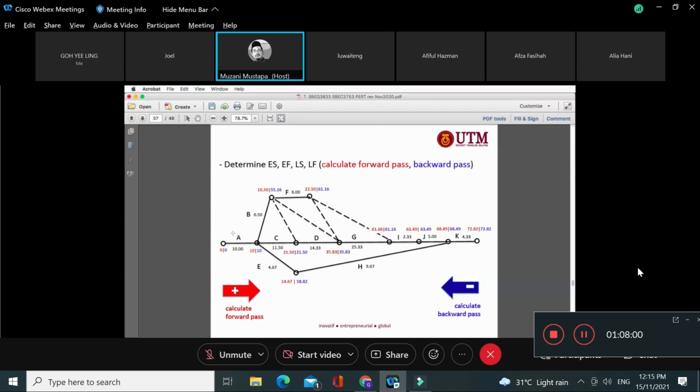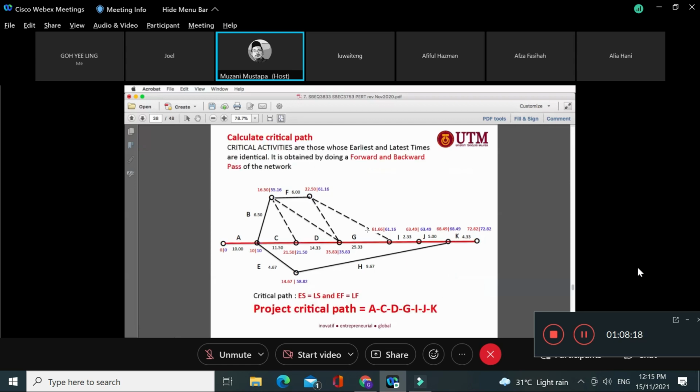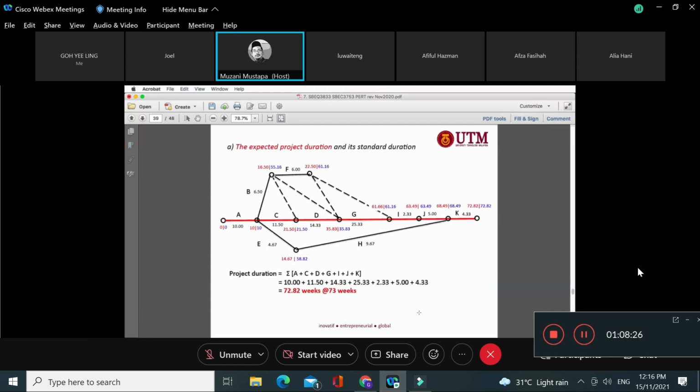So you can see A, C, D, G, E, J, K. Right, so this is the critical line, based on the calculated forward pass and backward pass. The red is forward, the blue is backward. Alright. So once you calculate, I give you the answer for the critical path line. Okay, so A, C, D, G, I, J, K.